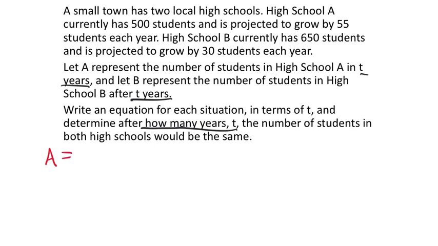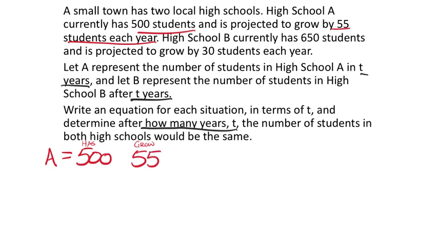Okay, so up here it says High School A currently has 500 students. That's what I'm going to start with. So I'm going to take those 500 students that it currently has. It's projected to grow by 55 students every year. So this is how many students, 500, that it has. But then it's going to grow some number of students as well. And that appears to be 55 students every year.